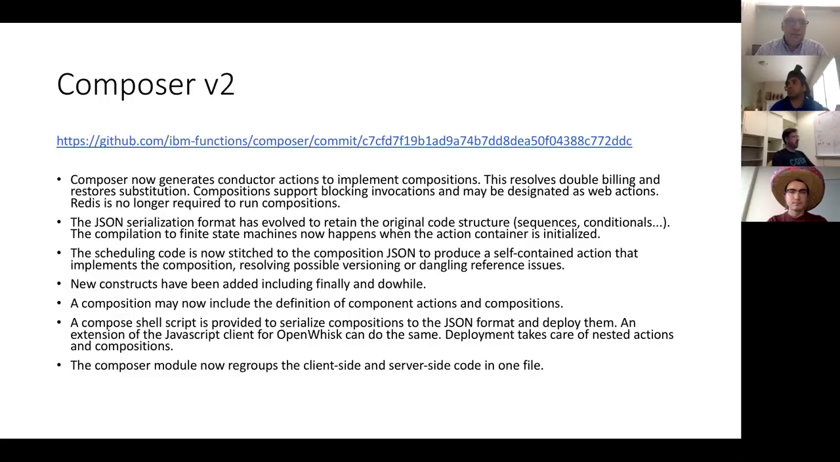So here's a copy of the main commit message for the main pull request for Composer V2. I mentioned a few things already. The main one is we're using Conductor actions, which resolve double billing as well, if you're familiar with that. The JSON format has evolved. We can now bundle together the composition and the components of the composition. We have a new construct. We tweaked a few existing constructs based on feedback. We have this new compose command that can do composition without requiring the shell, and a few other things.